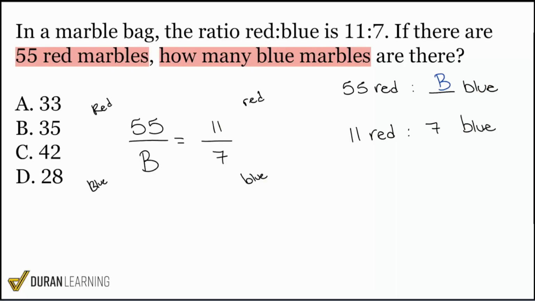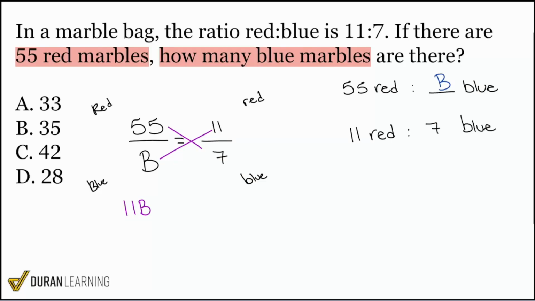Right on. Because once we have this, this is when we can rely on the classic technique of cross multiplying and dividing, and that's how we'll get there. So I'm going to show you that way. I'll also show you how we can take a lot less time with a different method. So here we go. Let's cross multiply. We have B times 11, which is going to give us 11B. And then we have 55 times 7.